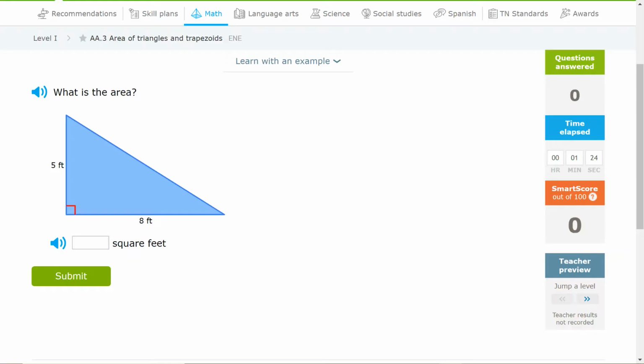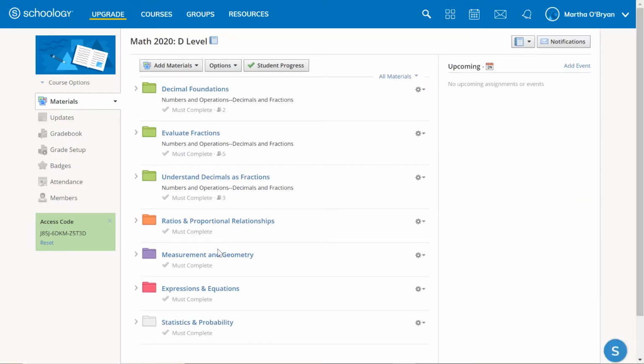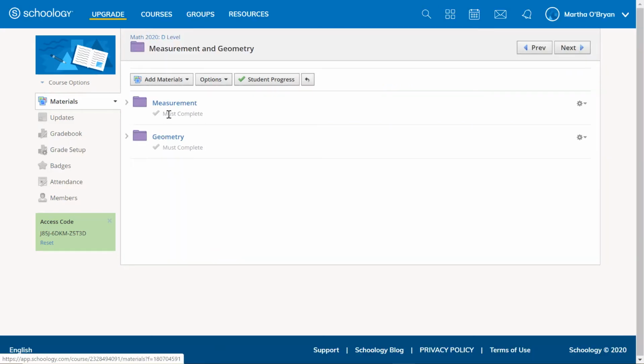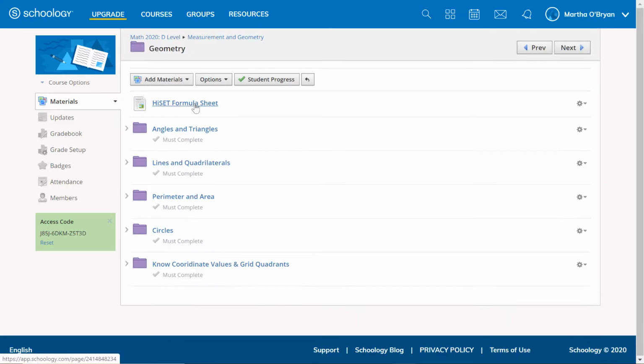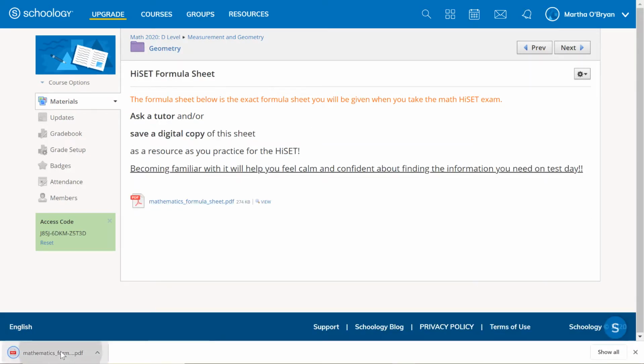You can access the formula sheet when you go onto your courses, go to Math D-Level, and if you go to Measurement and Geometry, in Geometry, it's going to be that first thing, the HiSET formula sheet. And then you can click on it and it will download.